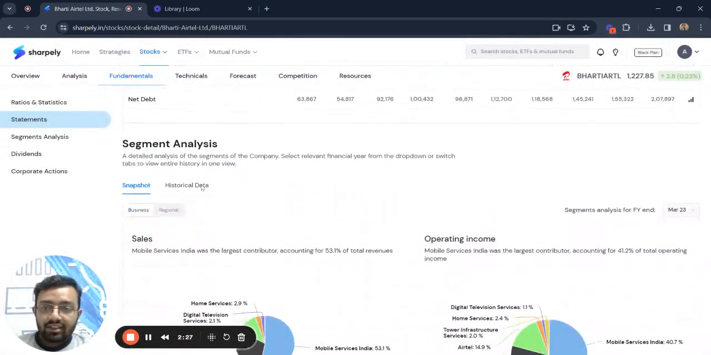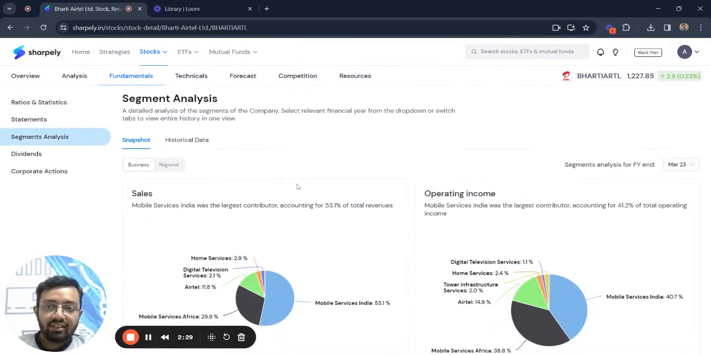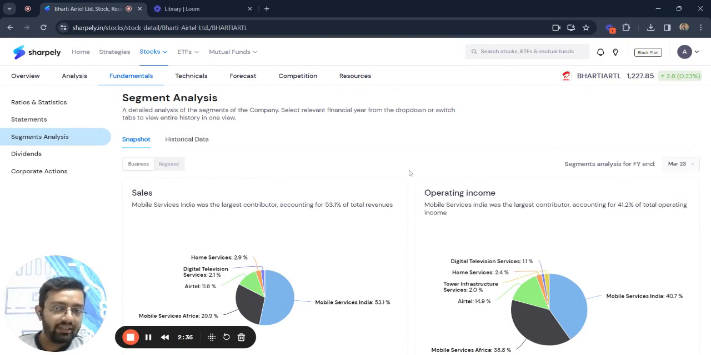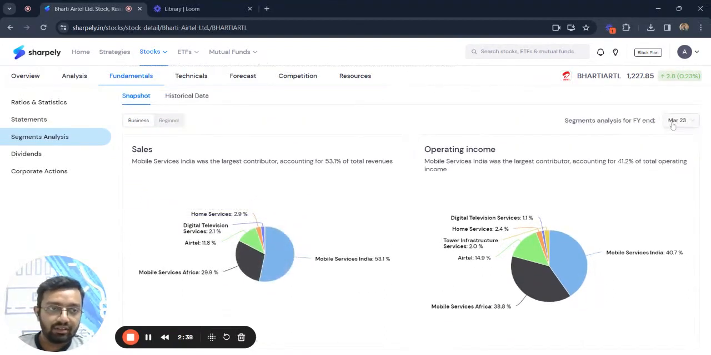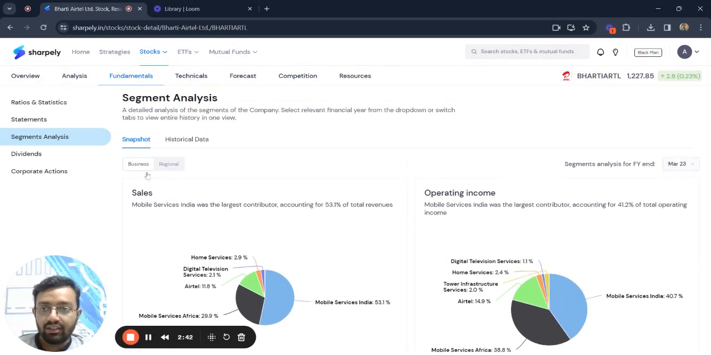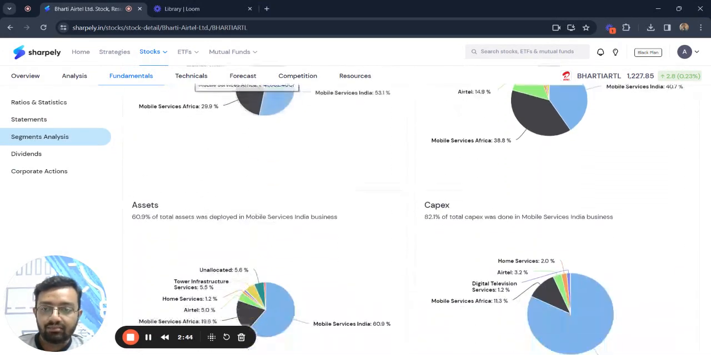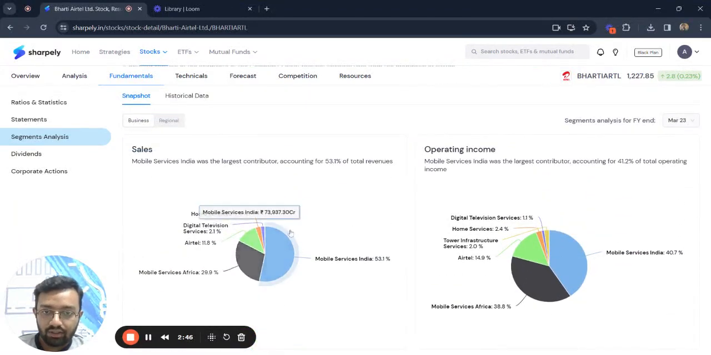The third section is the segment analysis section, and here we provide data in two types. First is the snapshot. It is on a particular date. So this is on March 31st, 2023. Like how sales, operating income, assets, and capex are distributed among the business segments.